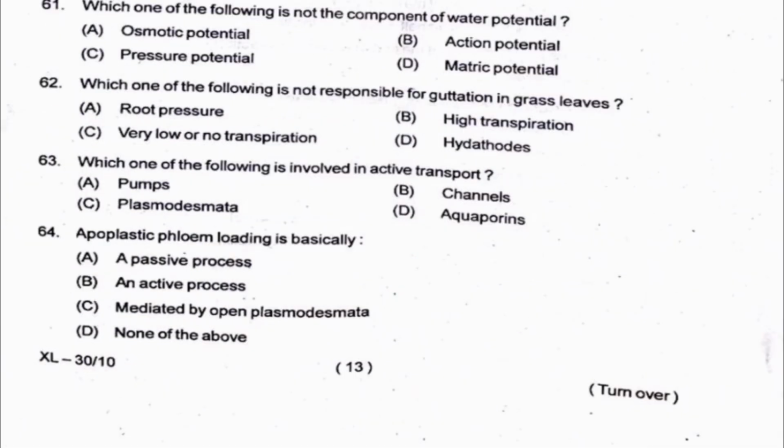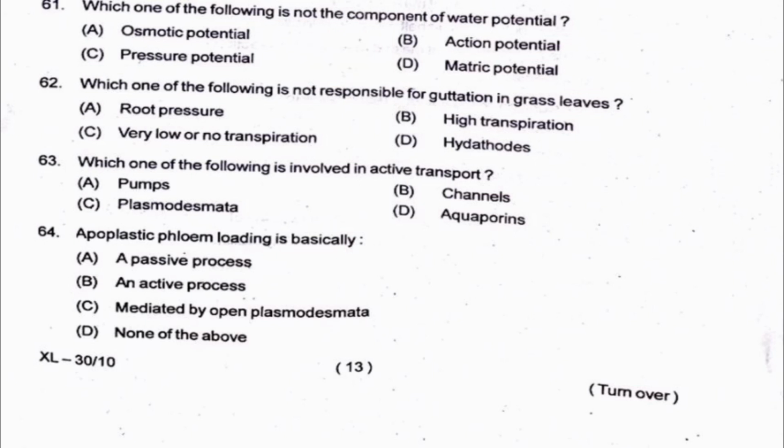Next, question number 61. Which of the following is not the component of water potential? Option A, osmotic potential, option B, action potential, option C, pressure potential, option D, matrix potential. So, as we know, water potential is osmotic potential plus pressure potential plus matrix potential. So, here the odd one is action potential. So, the correct answer is action potential, option B.